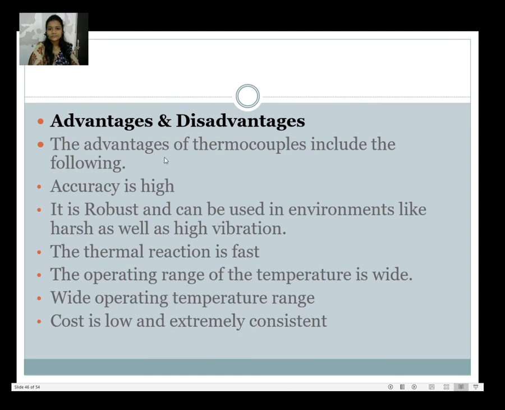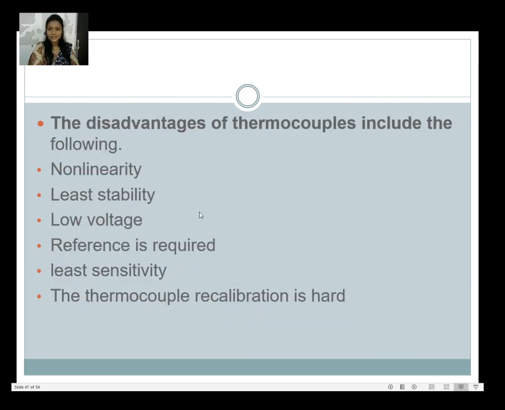Now what are the advantages of thermocouples? The accuracy is high, it is robust and can be used in harsh environments as well as high vibrations. Thermal response is fast. The operating temperature range is wide, and cost is low and consistent. So these are some disadvantages: first one is non-linearity, least stability, low voltage, a reference is required, sensitivity is also low, and thermocouple recalibration is hard. So these are some disadvantages.